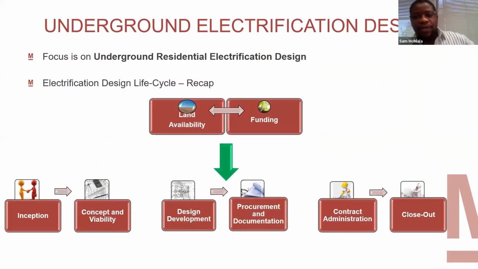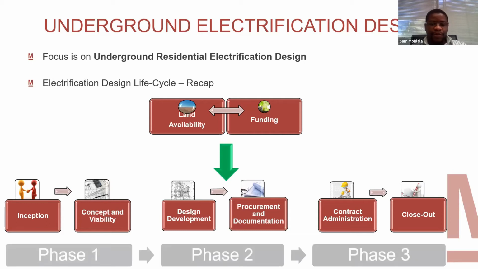This is an underground electrification design. So we'll be focusing specifically on underground electrification. This is just a recap. If you remember the first session, we took you through these 3 phases. Here we are assuming that the land was available and funding is concluded. So inception and concept viability is phase 1, which is where you engage with the municipality and check if there's any availability of capacity and whether the project can actually be feasible to be started. And then design development and procurement and implementation.